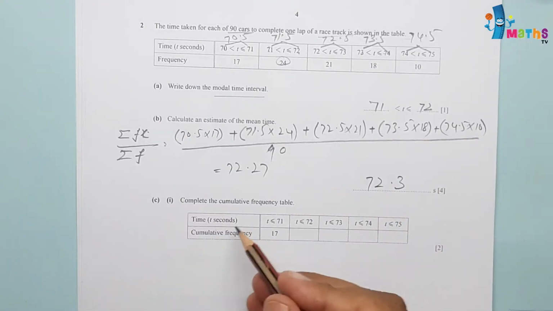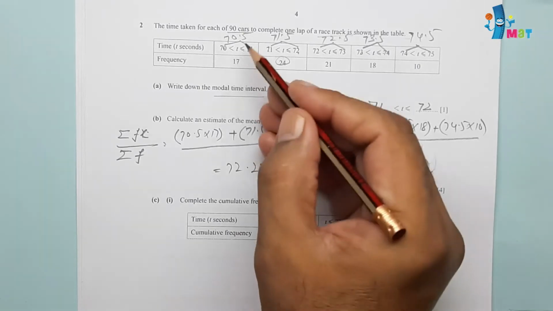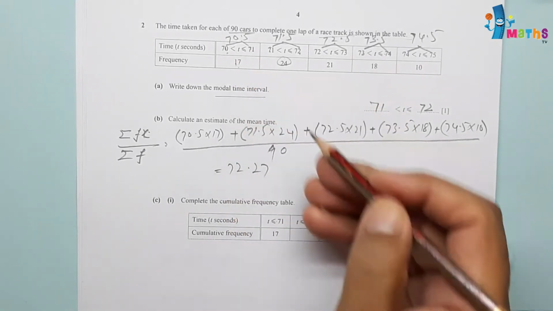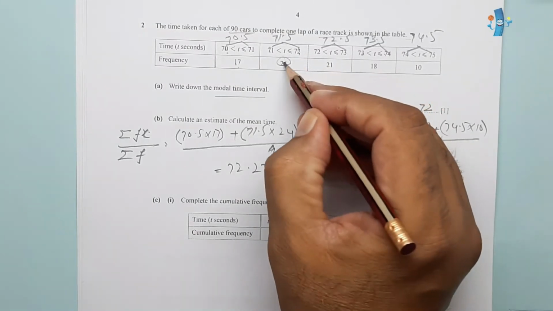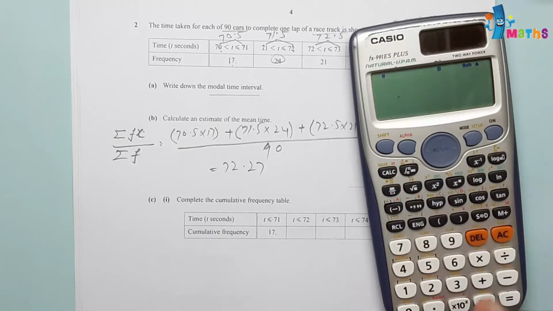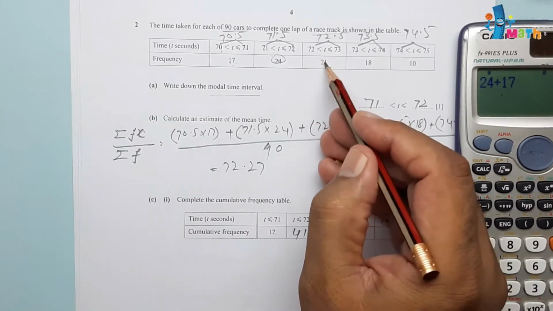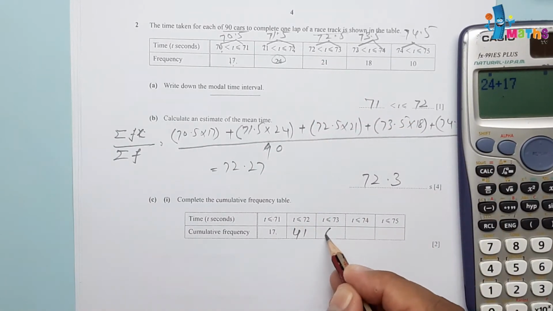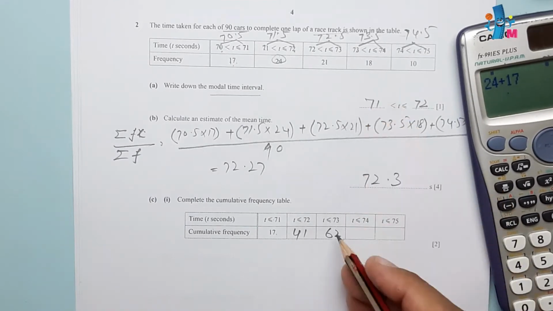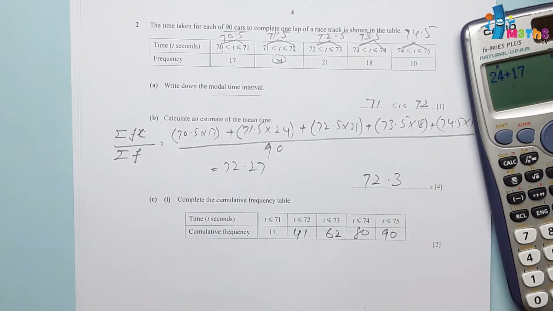C part: complete the cumulative frequency table. Up to 71 it is 17. Up to 72 will be 24 plus 17, which is 41. Similarly, 41 plus 21 is 62, and 18 plus 62 is 80. 10 plus 80 is 90, and this is complete.